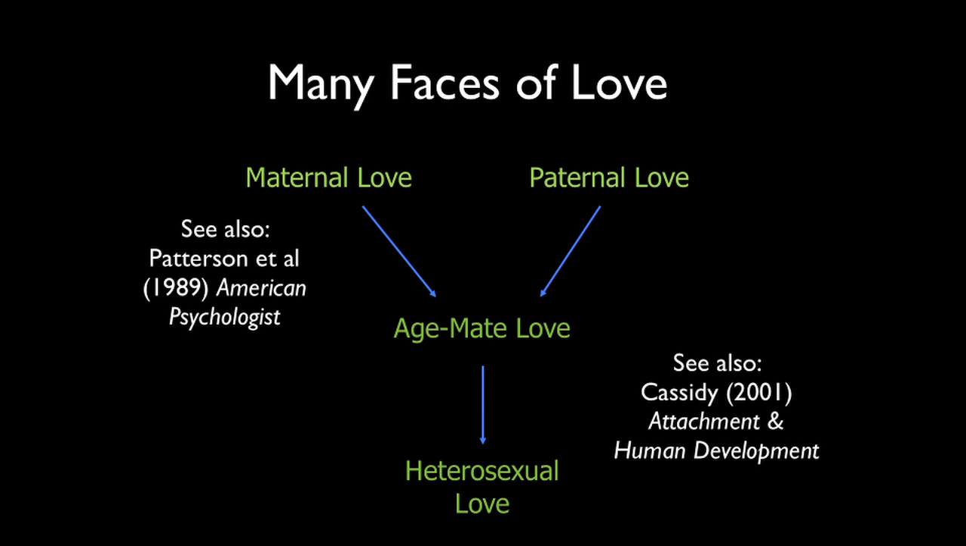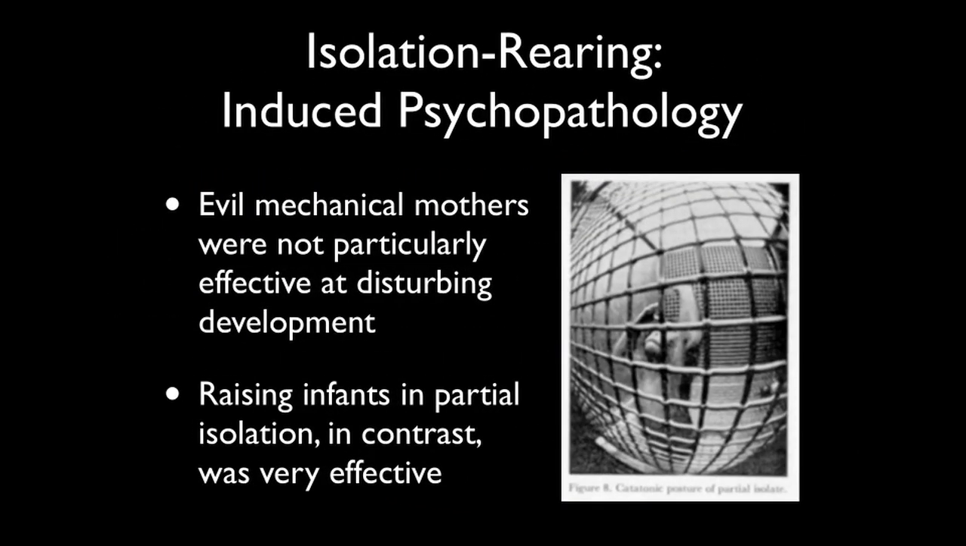And now what the researchers turned their attention to was, could we induce psychopathology in these baby monkeys? One of their primary findings in this area was that abusive mothers were not particularly effective at disturbing development. They did things like create mother monkeys that had spikes that came out every now and then, and although this was distressing to the infants, the infant monkeys developed fairly normally. But in contrast, raising infants in partial isolation was very effective at inducing psychopathology.